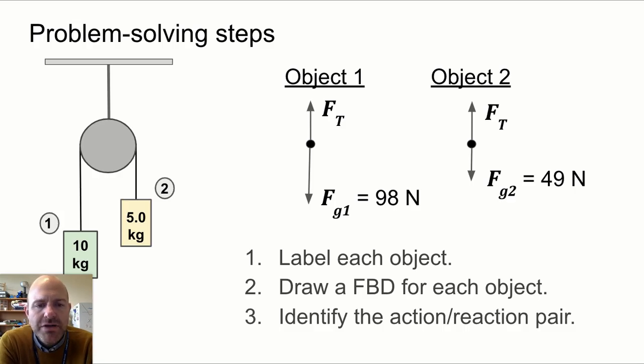The last piece before we jump into actually using Newton's laws is to identify the action-reaction pair. In this case, it is the force of tension. So this is a little hash mark saying that these two forces are the same. Sometimes I circle them. Sometimes I write a little note. These two forces are the same. But you need to identify them in some way.